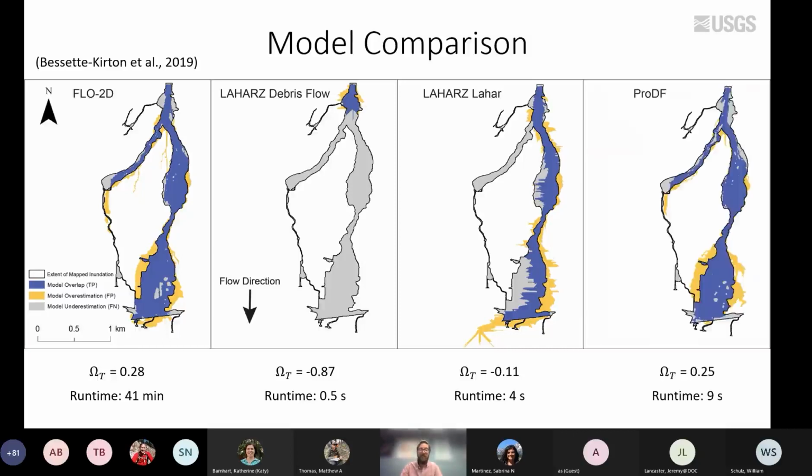However, when we look at ProDF, which we looked at in this study, we see that using the same input DEM as what was used in Beset-Kirtan 2019, the similarity index value is very similar to what was produced by the physically based Flow2D. So a value of 0.25 as opposed to 0.28. But what we also see is that we maintain the computational efficiency that we saw for the empirical model. So again, running on the order of seconds.